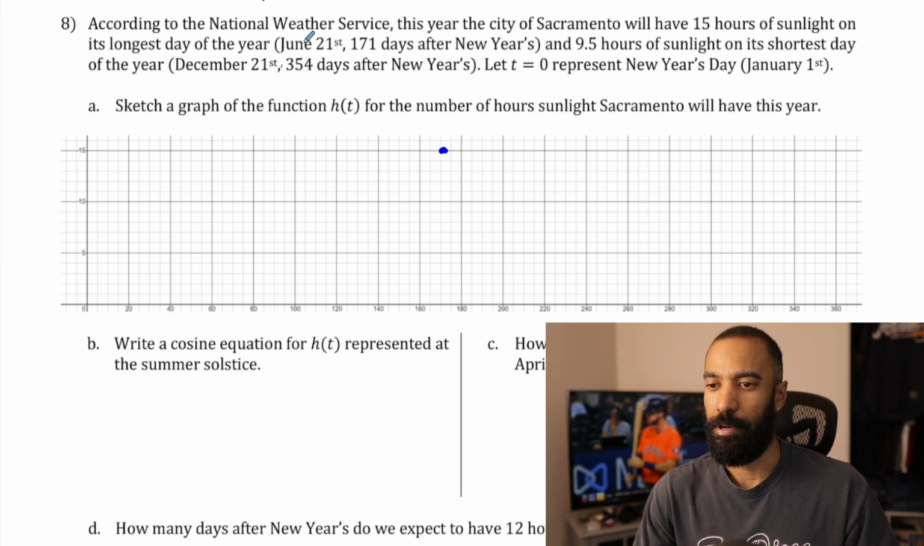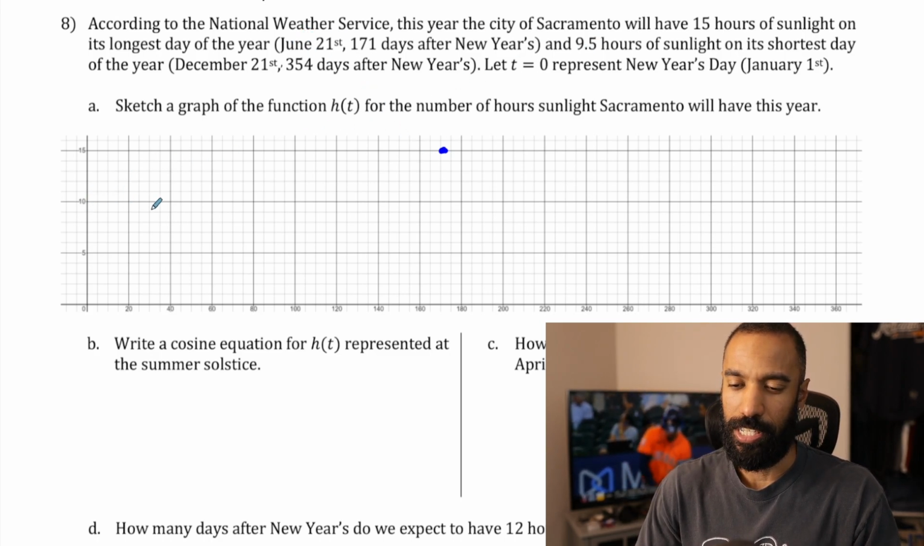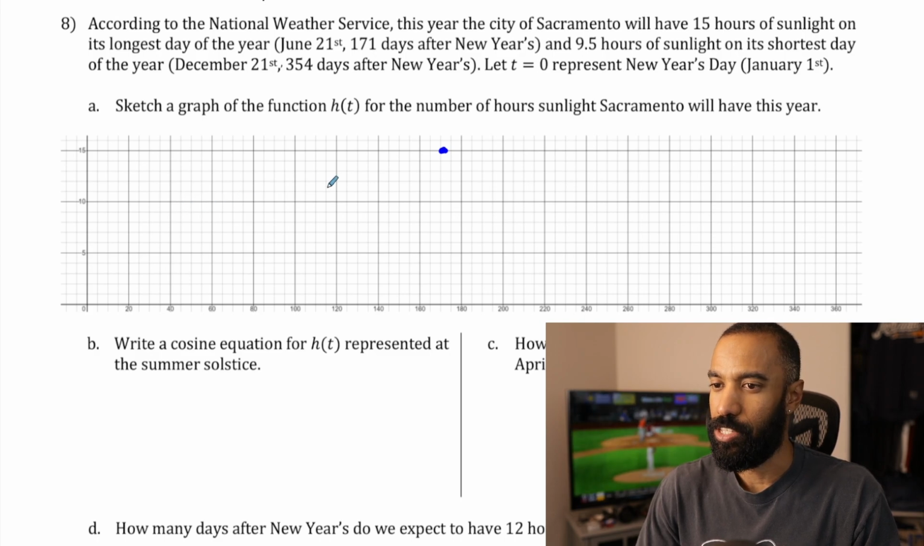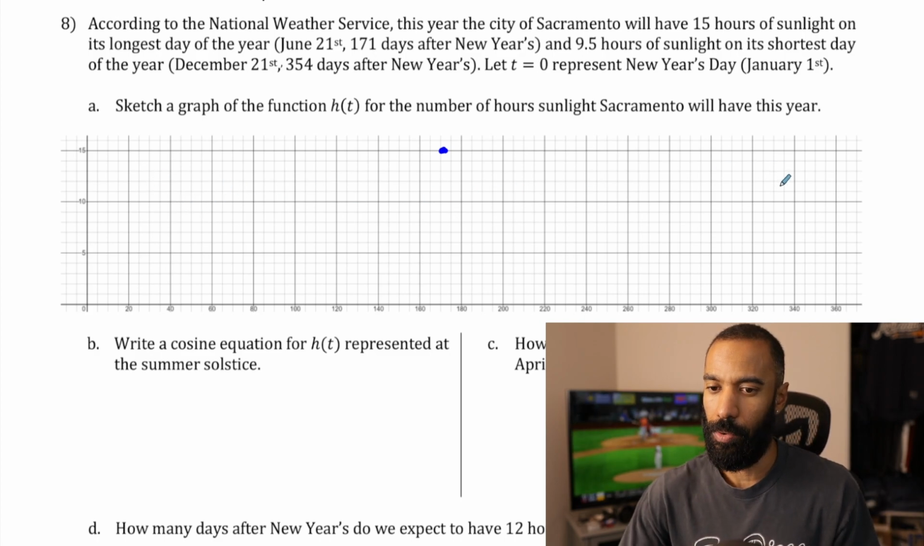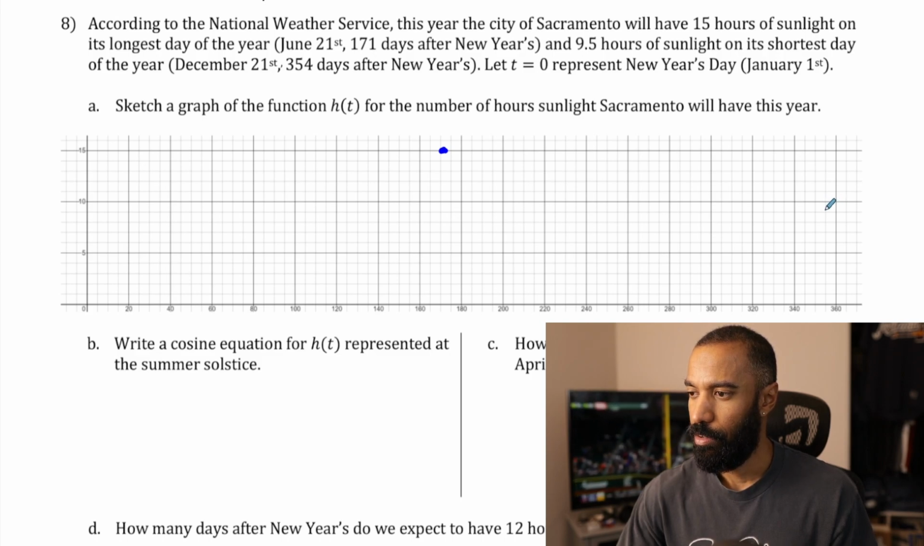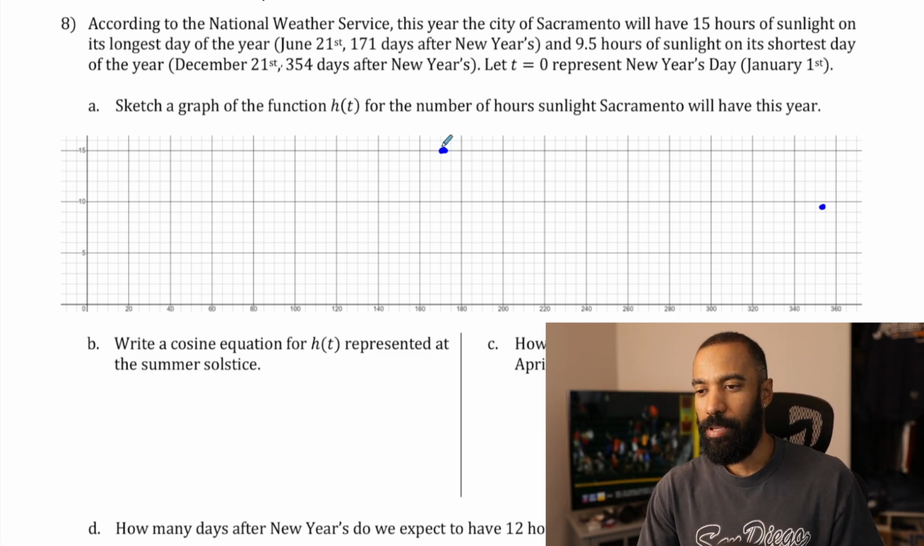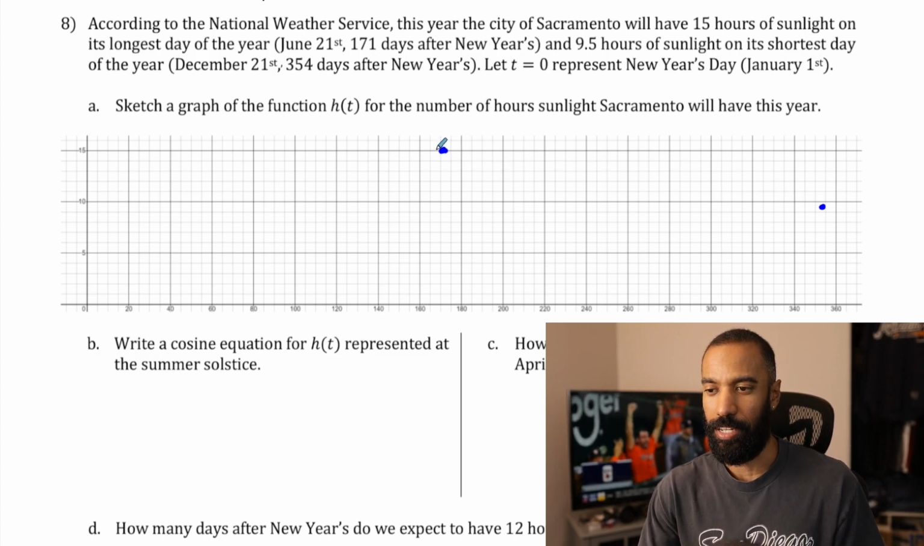Okay, and then the lowest is 9.5 hours. Here's 9, here's 10, and that is 354 days into the year. So the lowest this thing gets is actually right here, 350. So 354 is probably about there-ish. And that's a low.